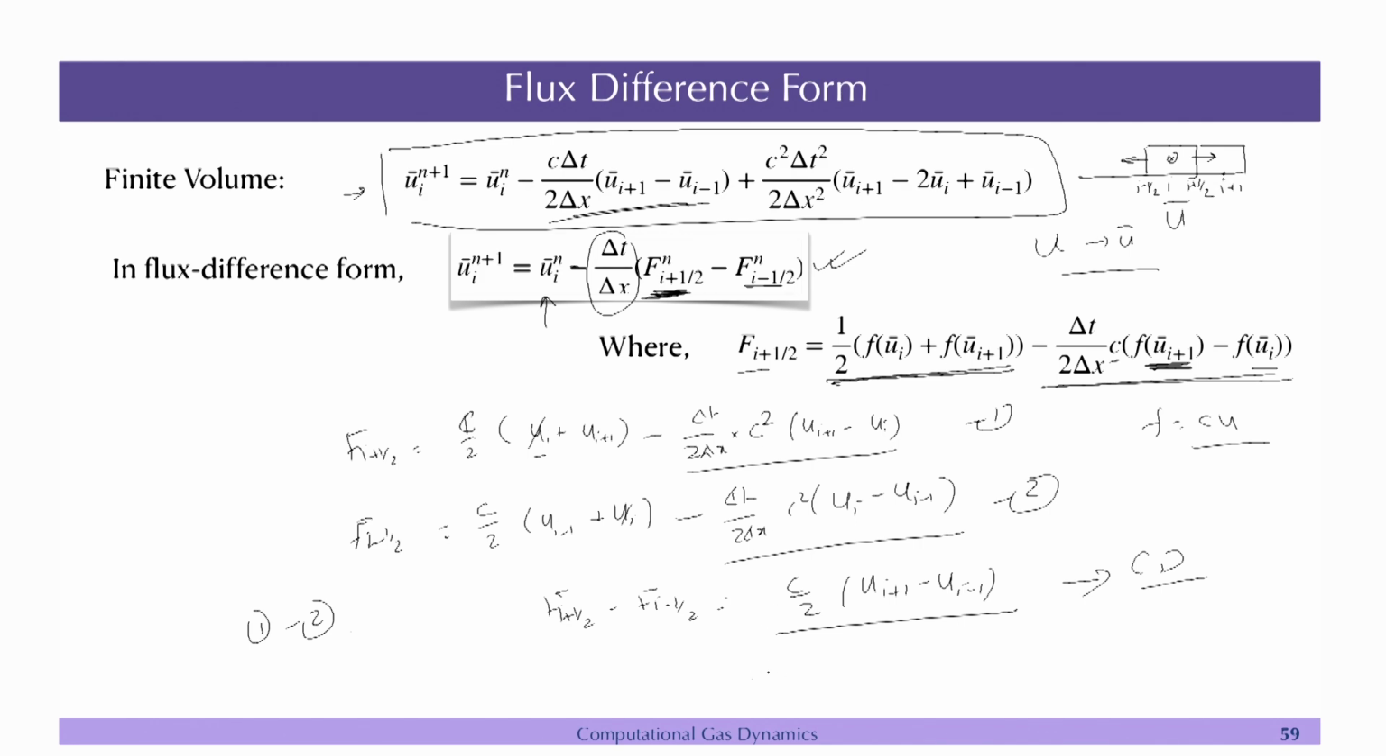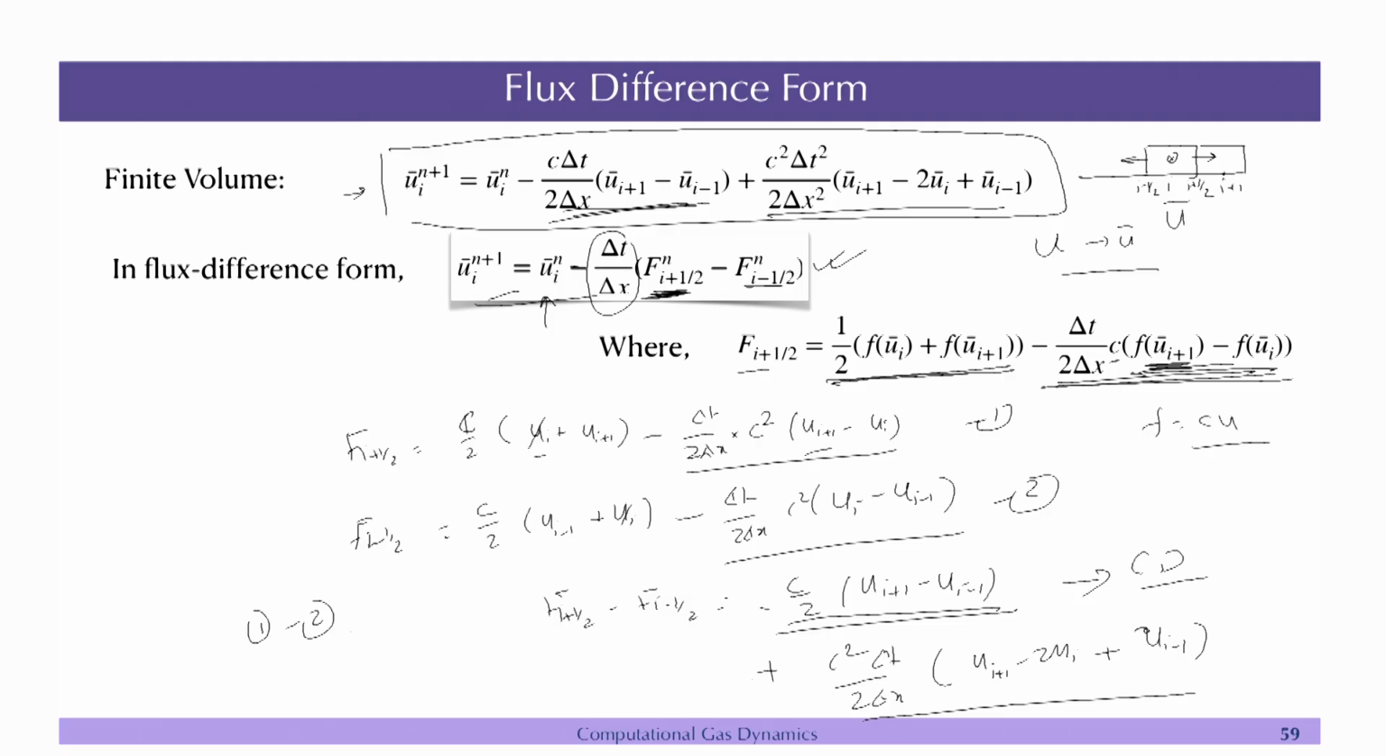This will become c squared delta t by 2 delta x, I am just writing this part. This will become u I plus 1 minus 2 u I plus u I minus 1. This is minus and this is plus, so this is what you have from here. This second part comes from this part, and the first part is from this, right.